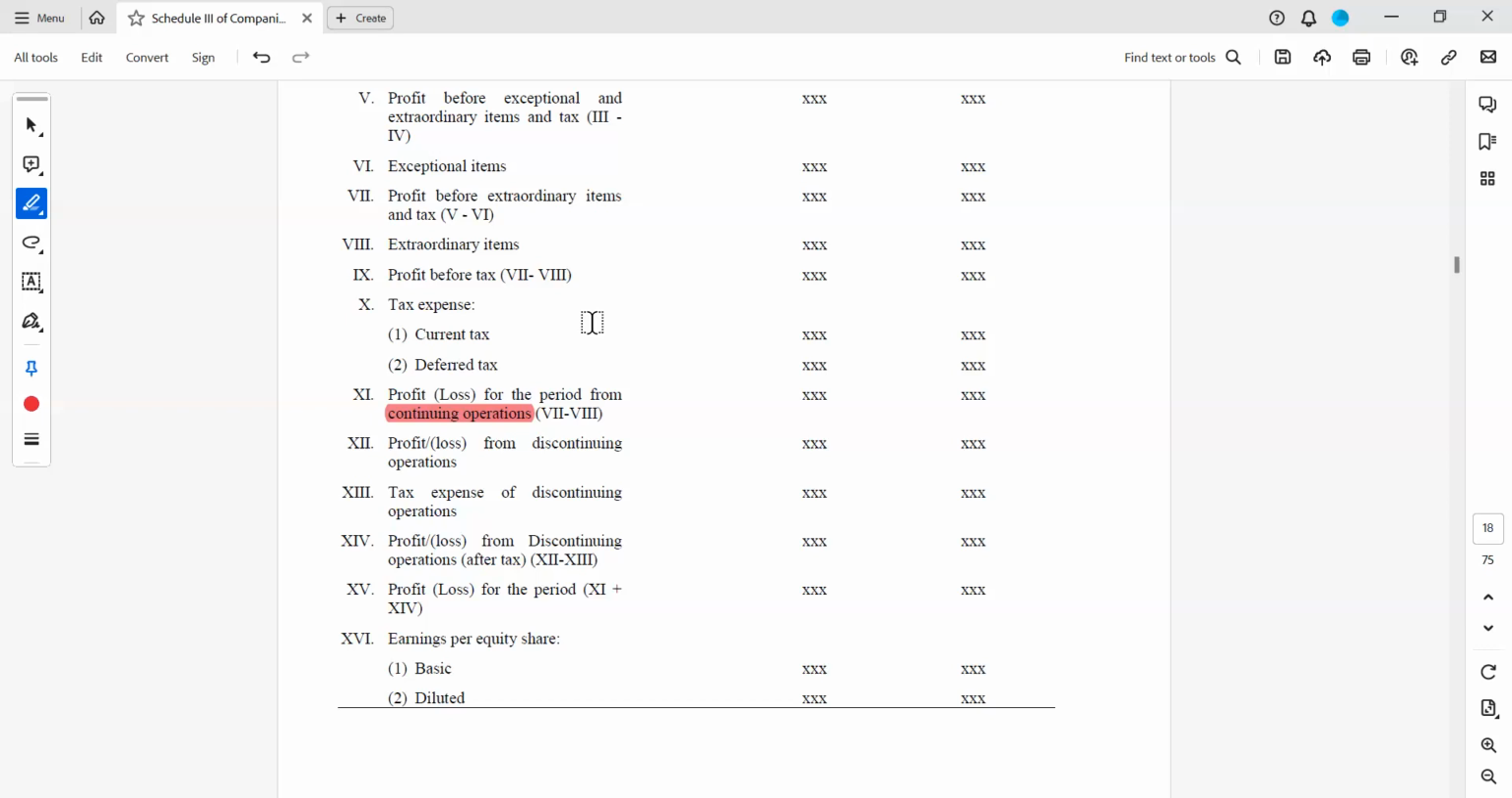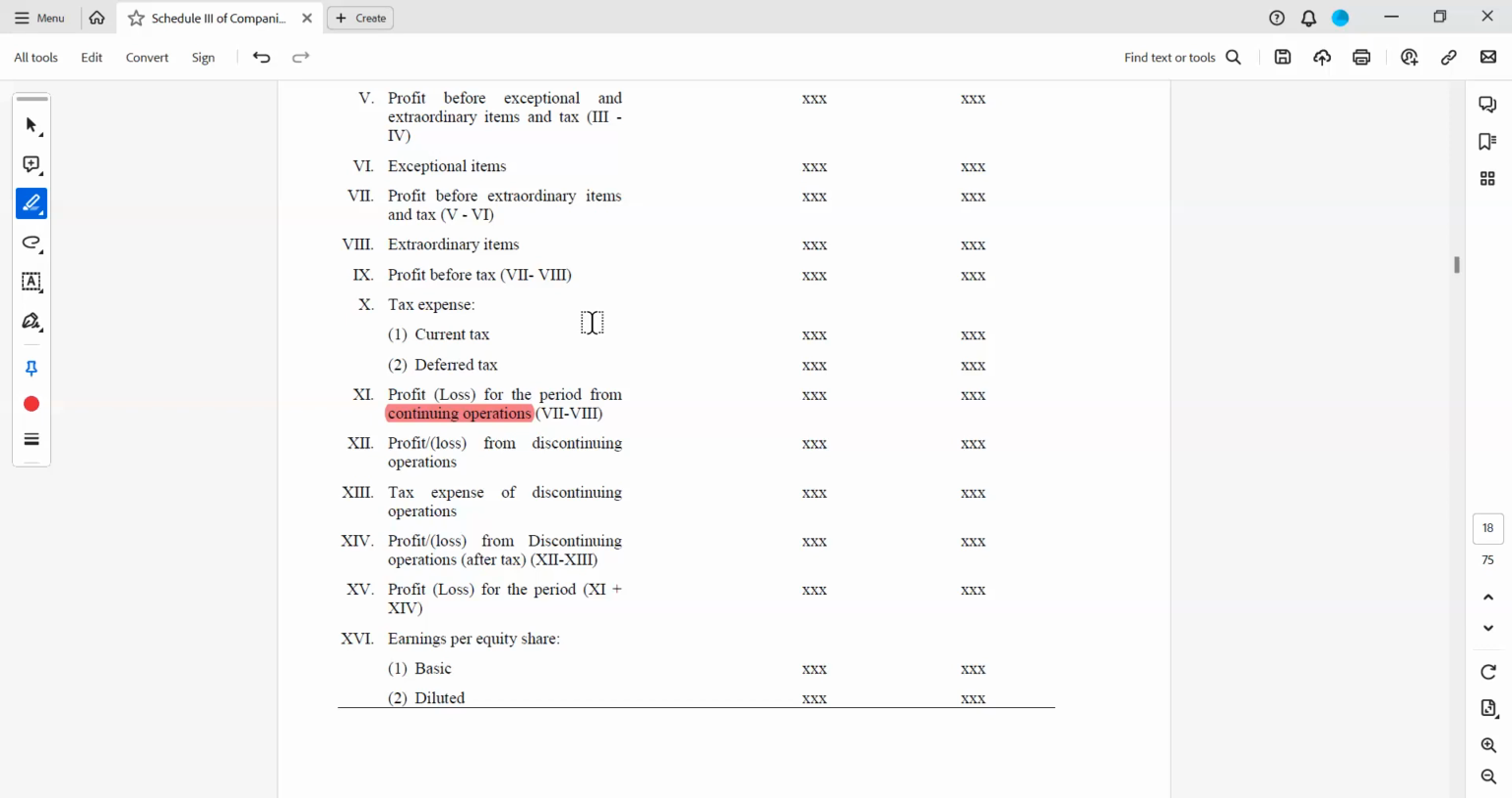If you ask me what is discontinuing operations, suppose there may be a situation where the company may sell off one of its process or one of its profit center. Like if they have 3 products, they may sell off one product, manufacturing and selling of one product. Suppose they have say 2 buildings where rental income is coming and they are selling one building, then that becomes discontinuing operations.